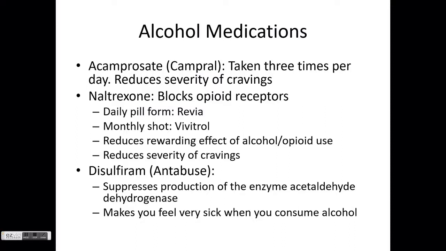So I've heard good things about Campral, but once again, you have to take it 3 times per day, which is quite a lot for some people, especially in early recovery.